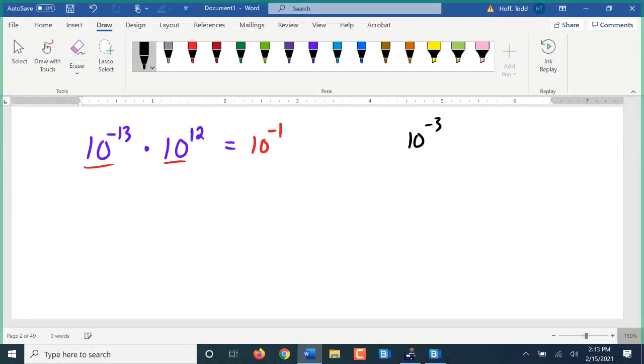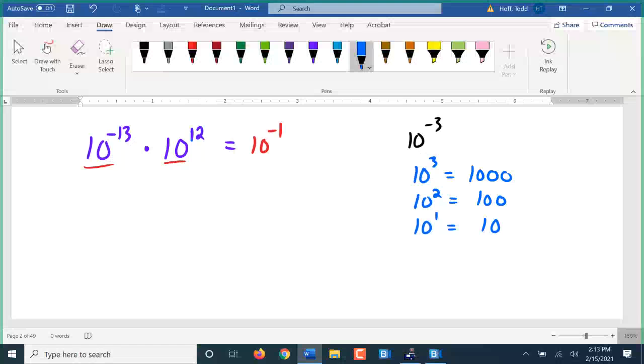Negative powers. 10 to the negative 3. The negative power may not make much sense to us. How do we take something and multiply by itself negative 3 times? Well, just like we talked about with multiplying negative numbers, we look for a pattern with our negative powers. If I had 10 to the positive 3, that's 1,000. 10 to the positive 2 is 100. 10 to the first power is 10. When I start with that base of 10, if I reduce the power by 1, my result ends up being divided by 10 at each step.